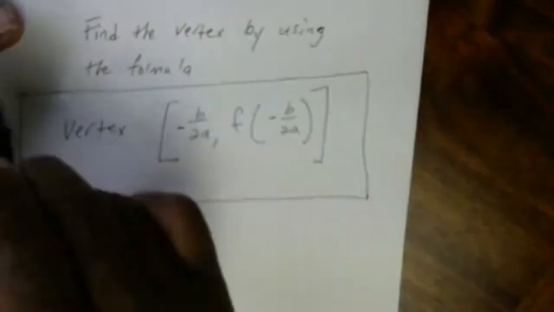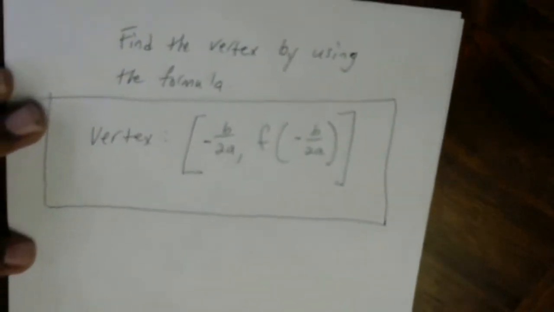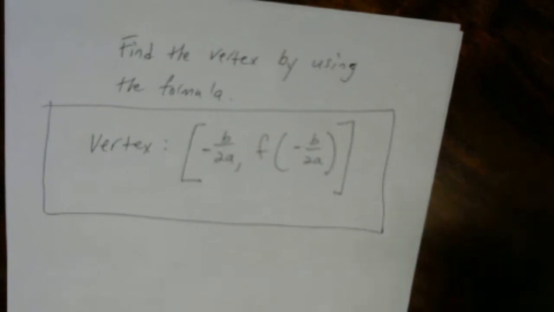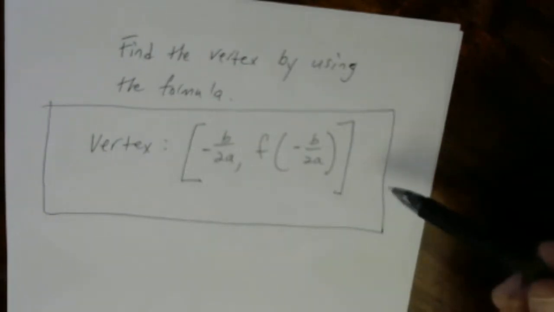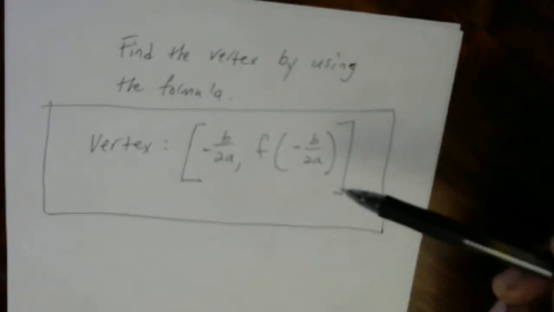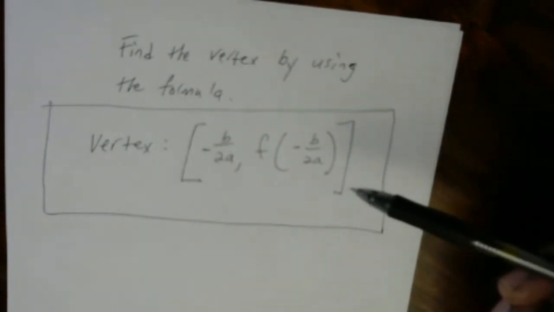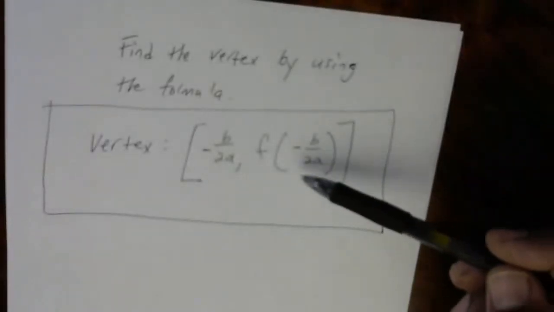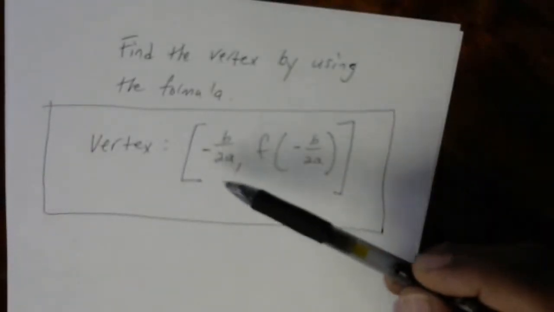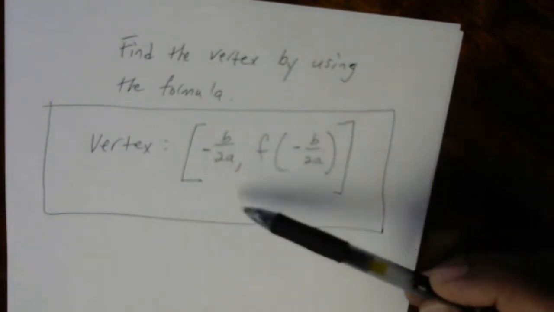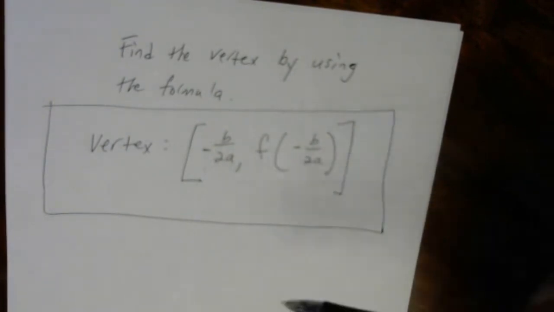And since this is a formula, I'm going to put it in a box. Now, if you use the viewing example homework, you're going to see this pop up. Some of the problems, they're going to find the vertex by using this method. Other problems, they're going to find the vertex by using the vertex form. All right, so first we're going to look at this formula. And it's negative b over 2a, comma f of negative b over 2a.